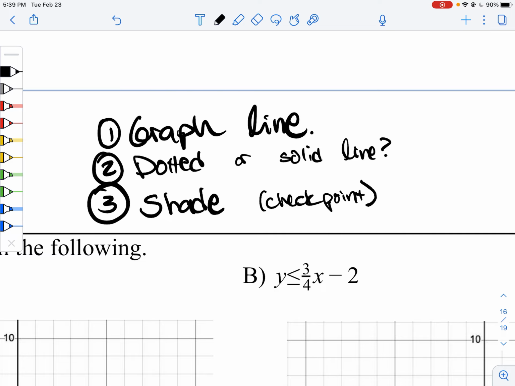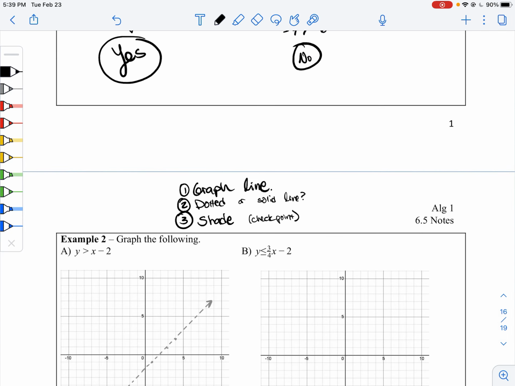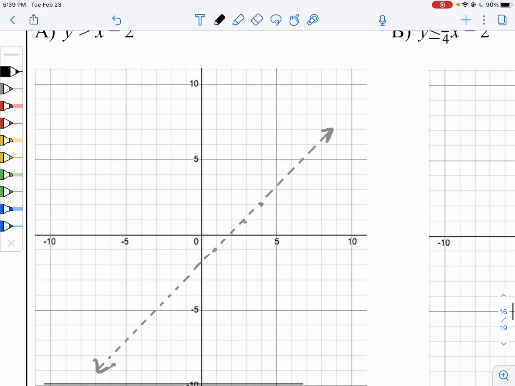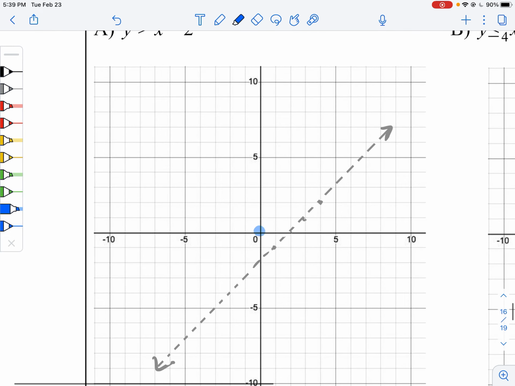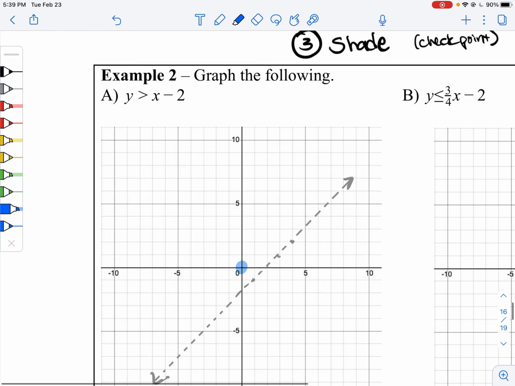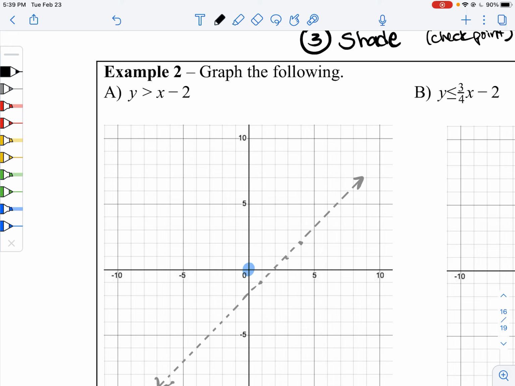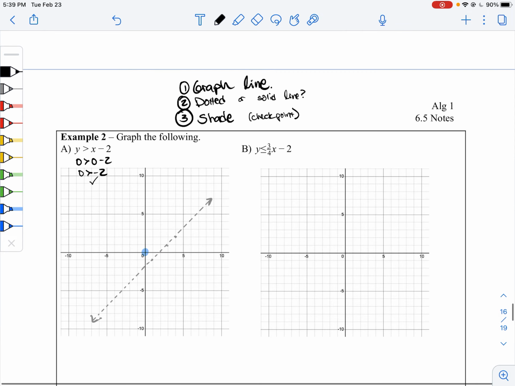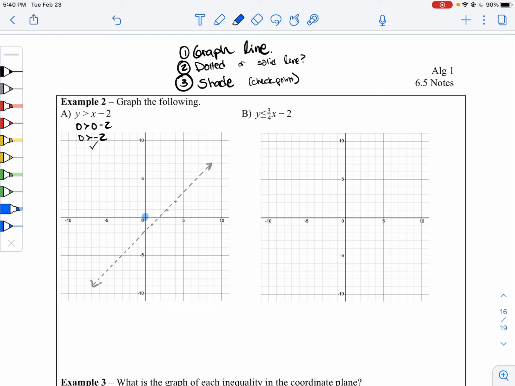So let's find a good checkpoint. And of course, always go for the easiest point. The easiest point in this case is 0, 0. So we want to figure out, does that point make the equation true? Is it true that 0 is greater than 0 minus 2? Is 0 greater than -2? Yes, that is true.